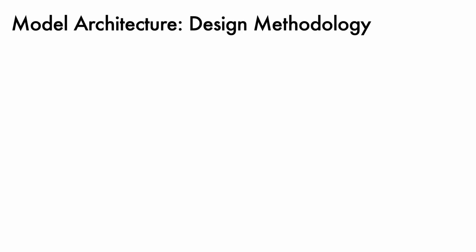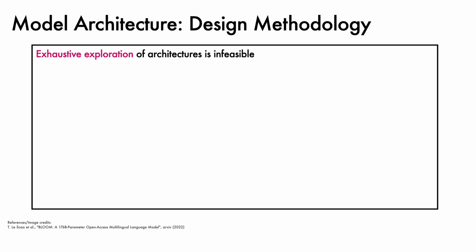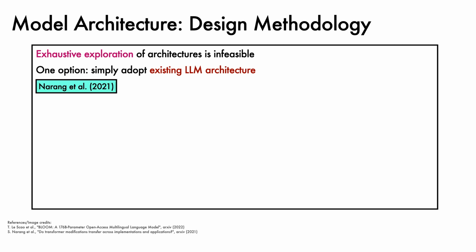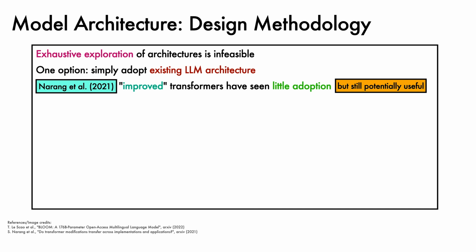The design methodology starts with noting that an exhaustive exploration of architecture design is infeasible, given the size of the design space. One option to avoid this is to simply adopt an existing large language model architecture with a good track record. As noted by Narang et al., there has been lots of work to improve transformers that has seen little adoption, in part because modifications to transformers don't seem to generalize very well. Still, adopting proposals from the community, if effective, could bring gains.